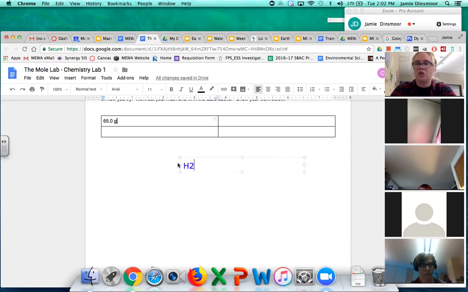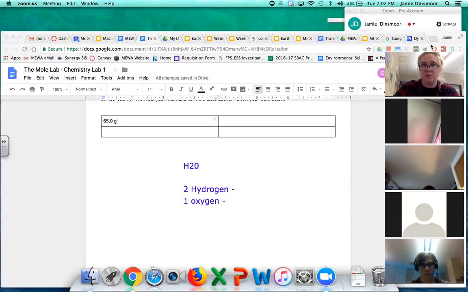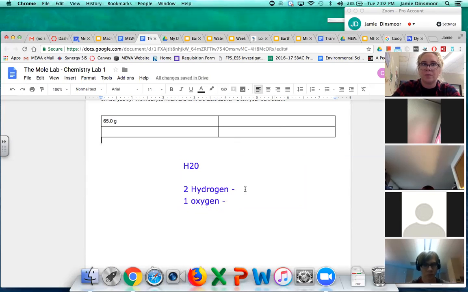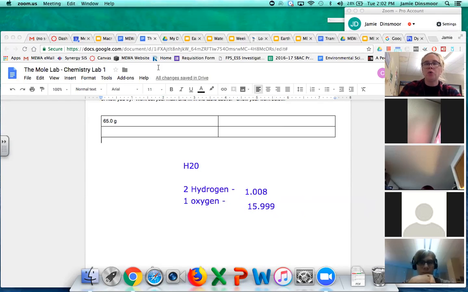So water is H2O. We have 2 hydrogens and 1 oxygen. I'll write out the full word hydrogen here. So we need to look up the molar mass of each one of these. Hydrogen, you'll probably have memorized eventually because it's a pretty easy one and you use it frequently, is 1.008. And oxygen is 15.999. So 1.008 is hydrogen and oxygen is 15.999. Okay, so then to find out the total molar mass of water, what are we going to do?